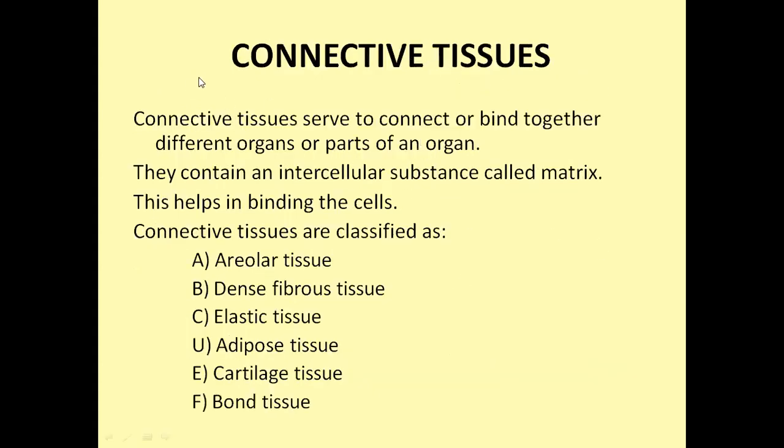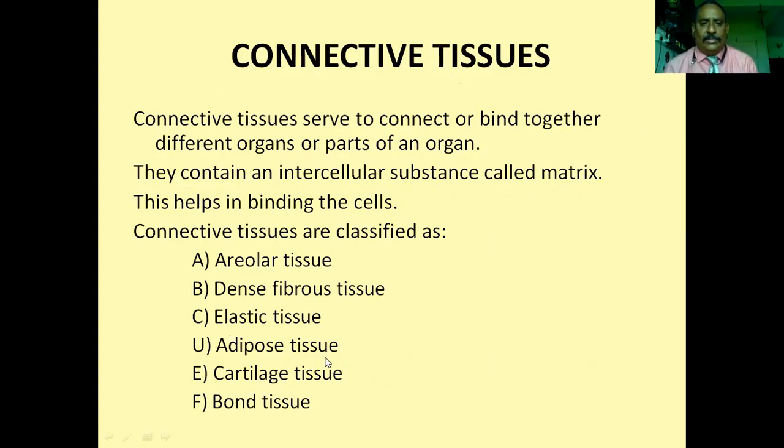Coming to the connective tissues, they serve to connect and bind together different organs or parts of the body. It contains an intercellular substance called matrix. This helps in binding the cells. Connective tissues are classified as areolar tissue, dense fibrous tissue, elastic tissue, adipose tissue, cartilage tissue, and bone tissue. It is not bone tissue, it is a bone tissue.